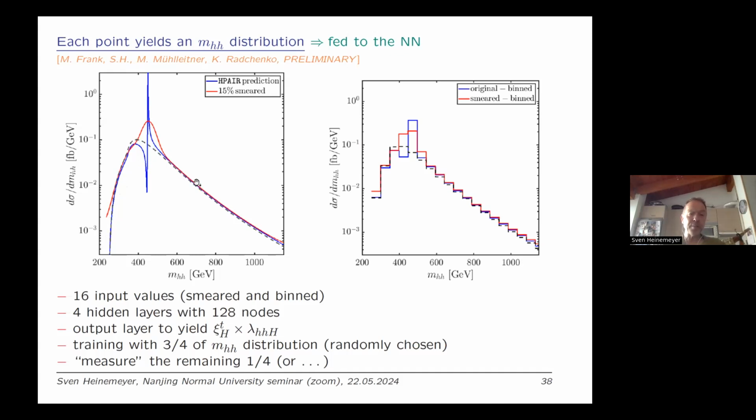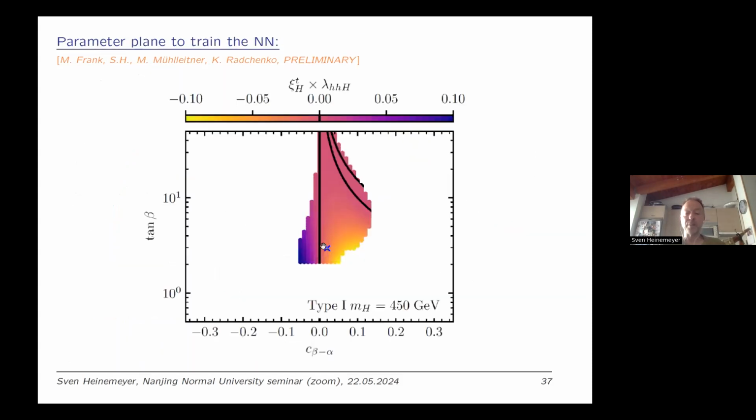This is the standard model curve, no resonance. With the resonance, this one here, and including the smearing, the red line. And if you take into account the binning, we get the red line that is shown over here. This is the result. This is the MHH distribution coming from this particular point here.